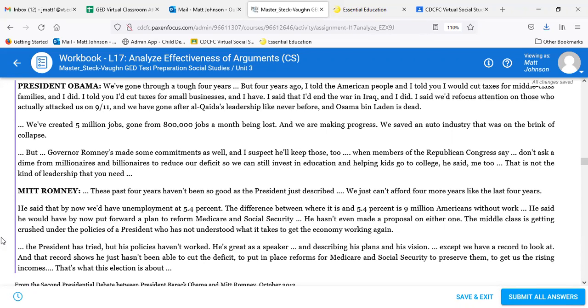Mitt Romney is using some statistics as well, right? President Obama was going to reduce unemployment to 5.4%. He's stating there that he hasn't, and the difference between getting to 5.4% and where the country was at that moment was 9 million Americans that were still unemployed.